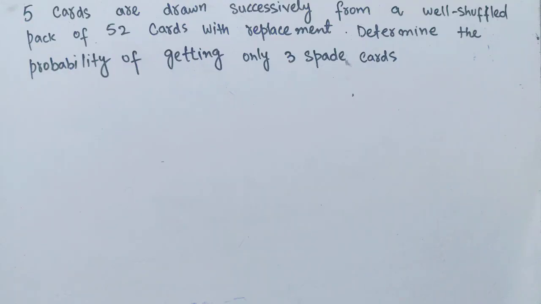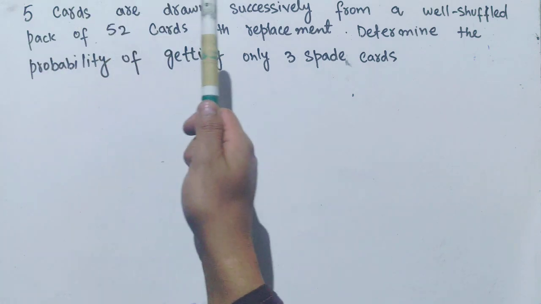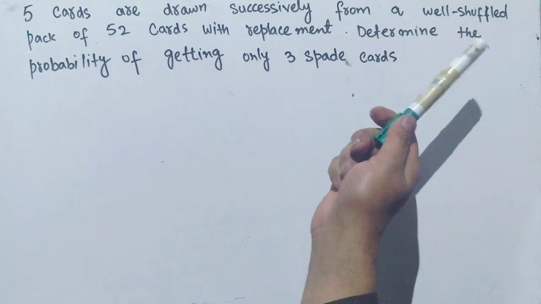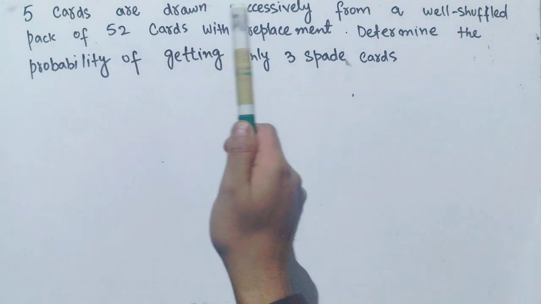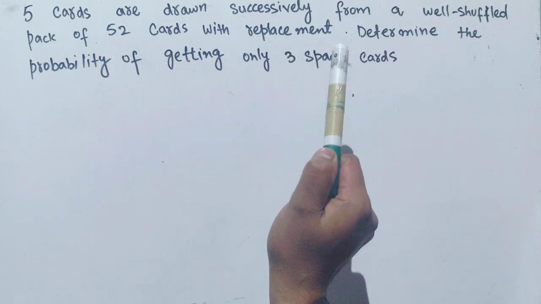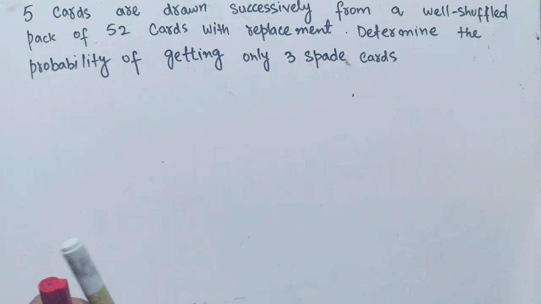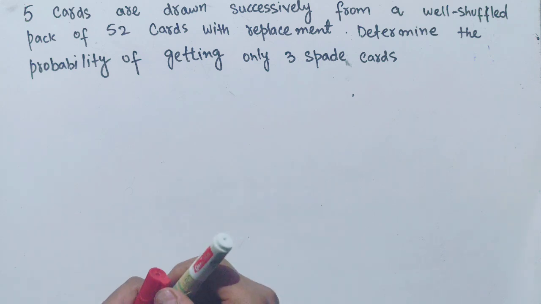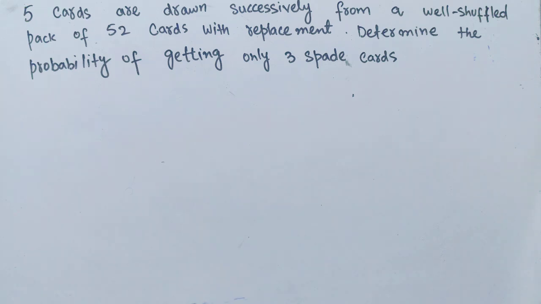In this video we will solve a question on probability. The question is: 5 cards are drawn successively from a well shuffled pack of 52 cards with replacement. Determine the probability of getting 3 spade cards. So how do we solve this question?